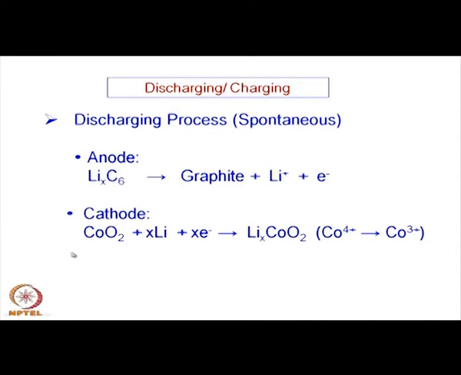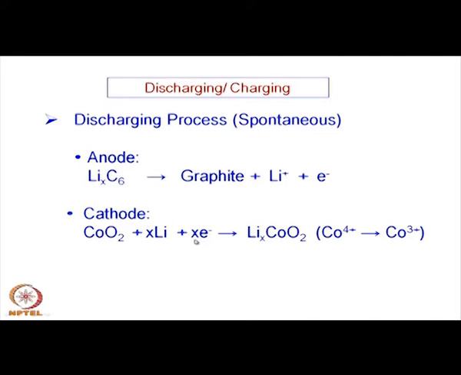So, in the cathode it reacts with the cobalt oxide structure. A variable amount of lithium comes in, plus x quantity of electron, which comes from the external circuit, while the lithium comes through the electrolyte. So, they join together at the interface, become lithium ion, and then finally go into the structure.